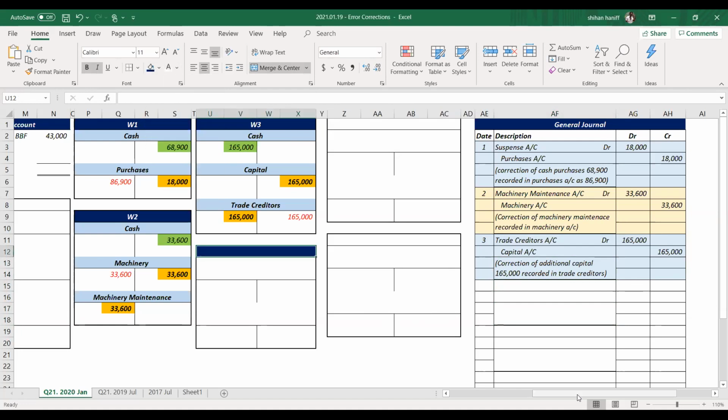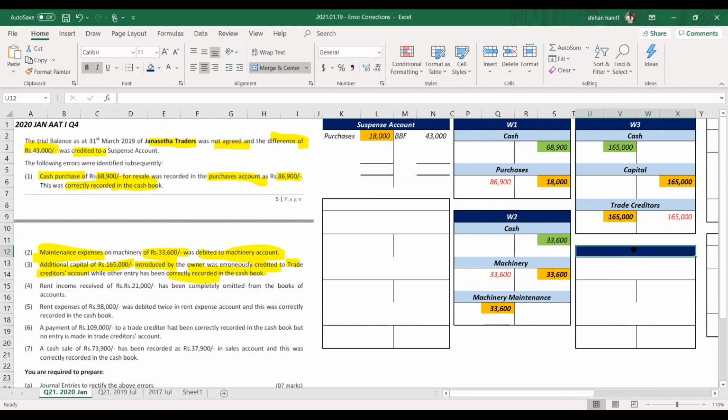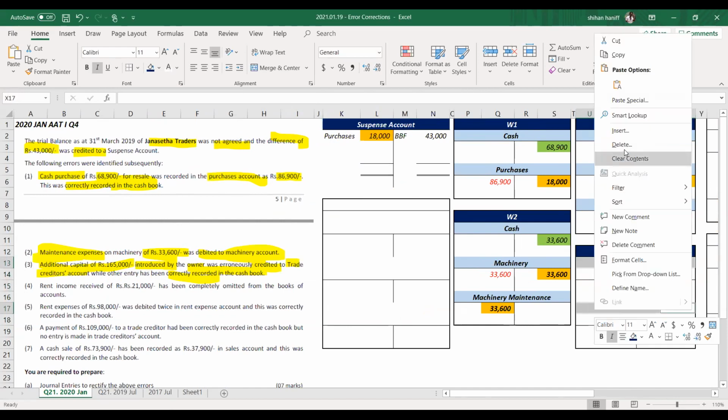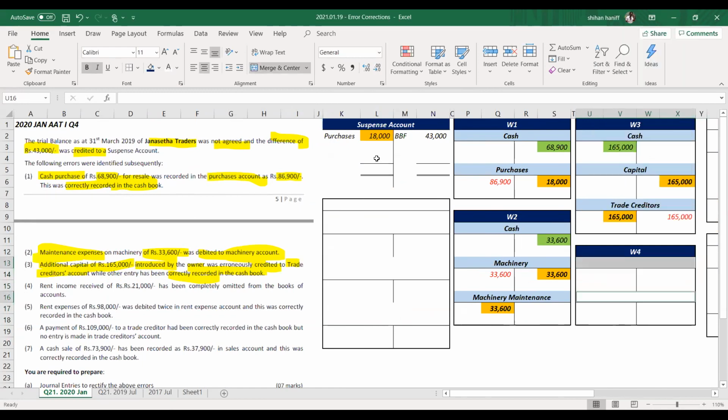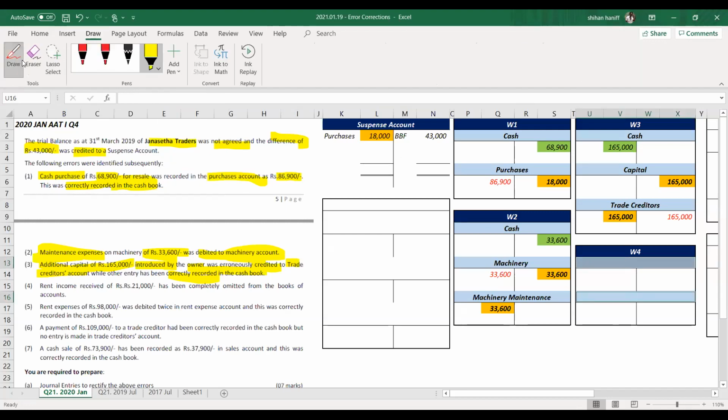So can you do the 4th one? Tell me the answer for 4th one. Rent income received 21,000 has completely omitted. Completely omitted means not recorded in the books. Not recorded in the books. So how do we record it?